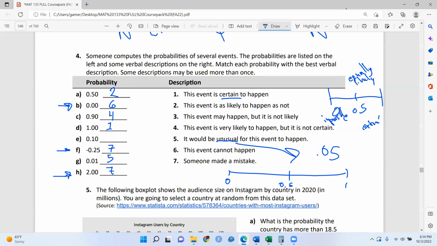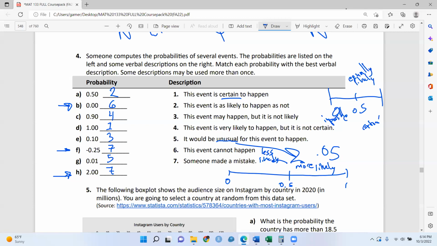E's number 3. Good. You see that it's not unusual, right? It can't be number 5. It's not equally likely. It's over 0.5. That's right. So it could happen, but it's not particularly likely. So remember the little thing I wrote here: anything less than 0.5 is less likely to happen than not happen, and anything above 0.5 is more likely to happen than not happen. So it's kind of playing on that thought process.